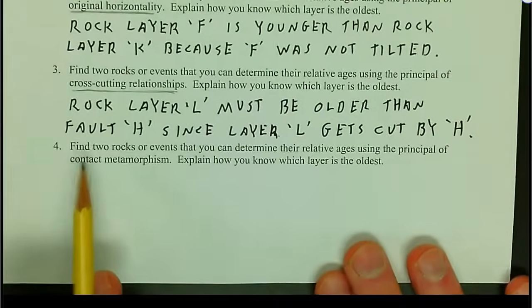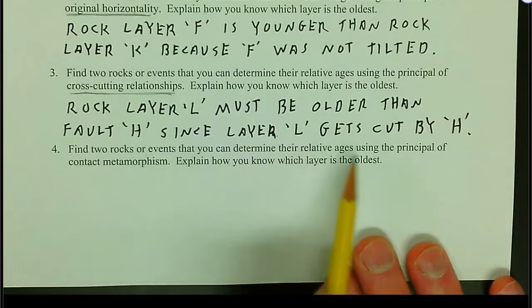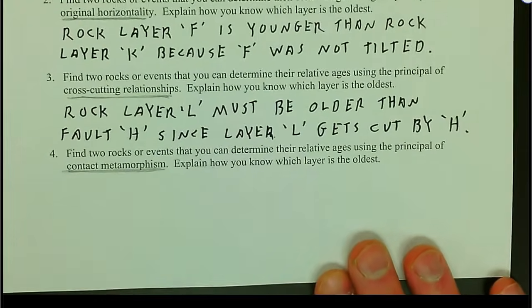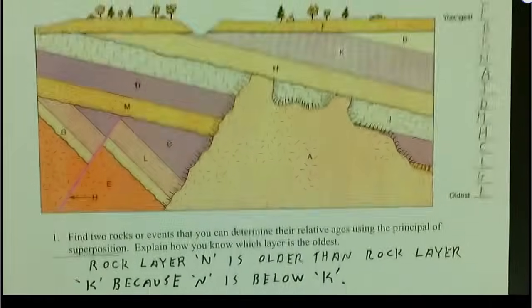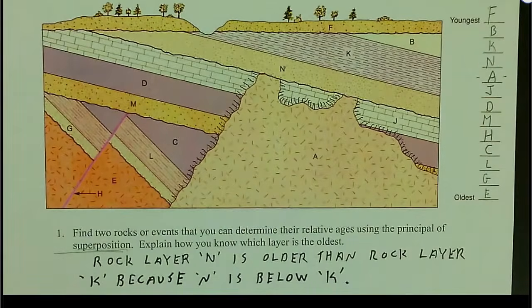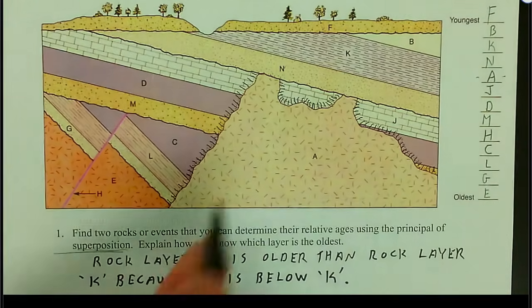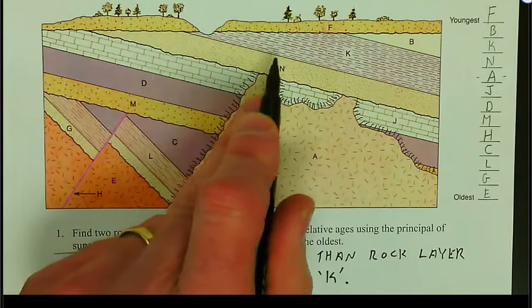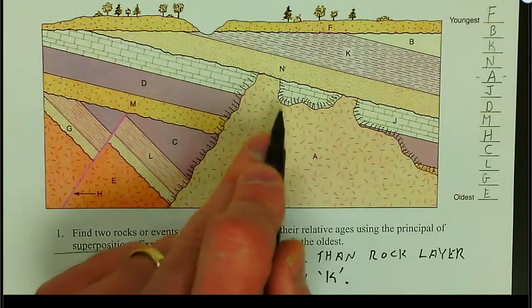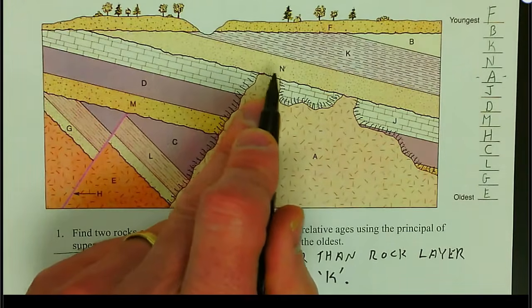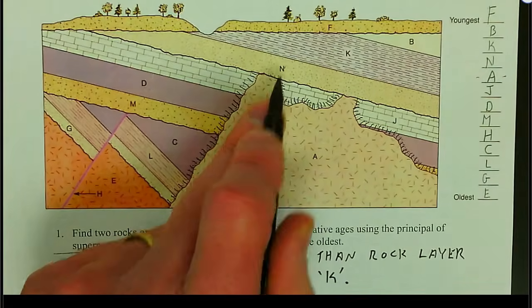And finally, find 2 rocks or events that you can determine their relative ages using the principle of contact metamorphism. So here we are. What about contact metamorphism? We have some contact metamorphism with A and a whole number of rock layers. I know that J is older than A because A has contact metamorphism, but I'm going to go with this one right here. I know that A is older than N because N does not have contact metamorphism from A, or N is younger than A.